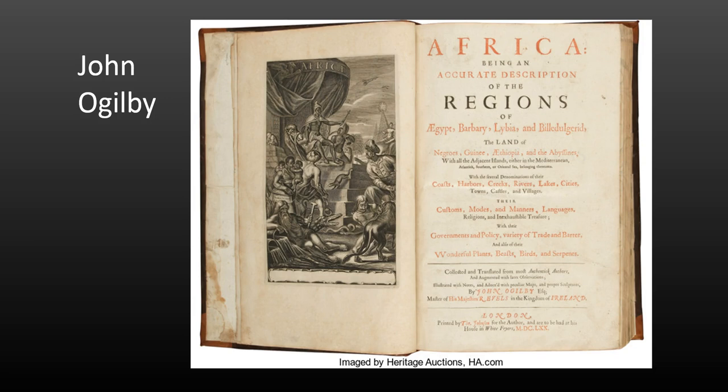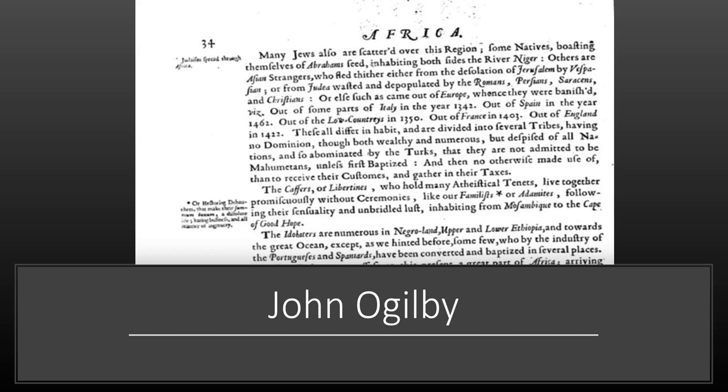John Ogilby, author of Africa Being an Accurate Description of the Regions of Egypt, Barbary, Libya, and Beledugeria. So let's see what he had to say. Many Jews also are scattered over this region. Some natives, boasting themselves of Abraham's seed, inhabiting both sides the river Niger. Others are Asian strangers who fled there either from the desolation of Jerusalem by Vespasian or from Judea, wasted and depopulated by the Romans, Persians, Saracens, and Christians, or else such as came out of Europe, whence they were banished, out of some part of Italy in the year 1342, out of Spain in the year 1462.